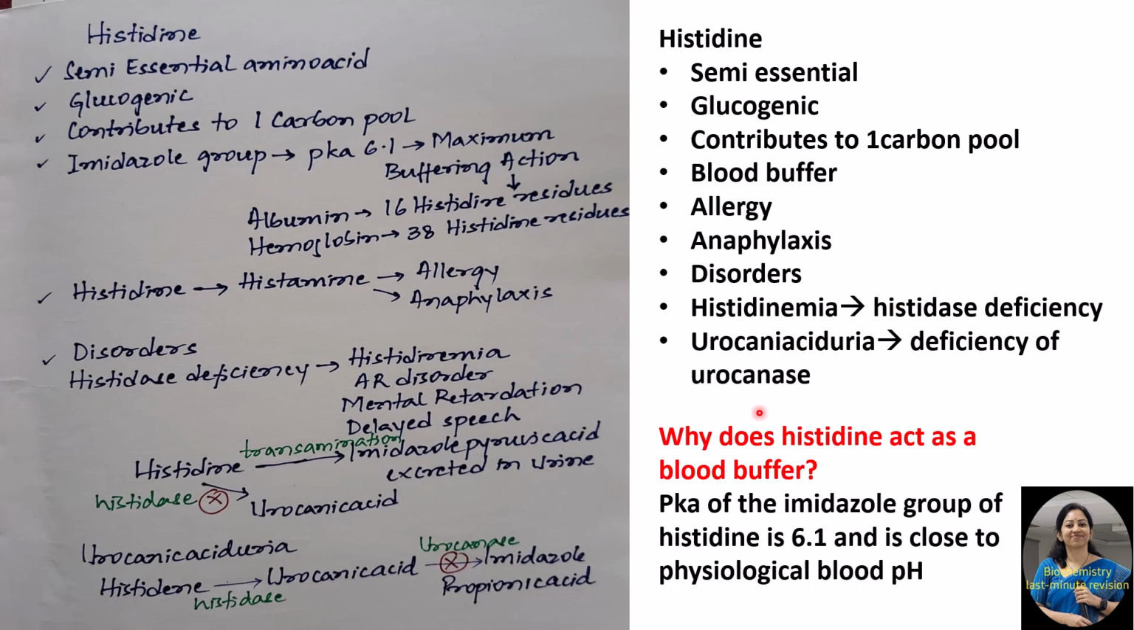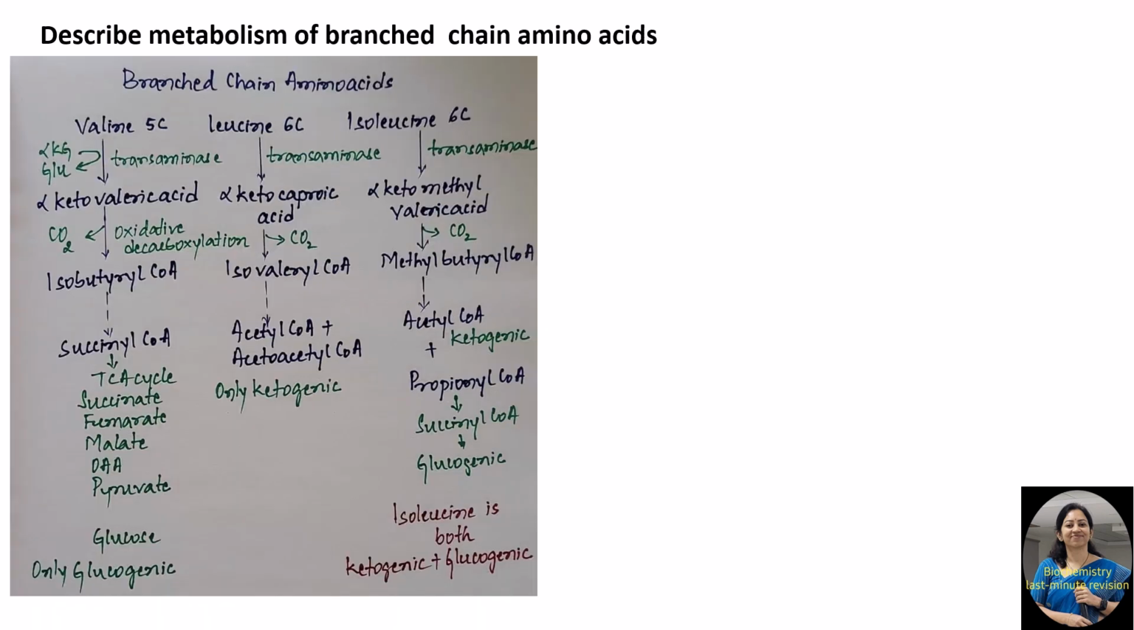Okay, so this can be asked as a 3-marker reasoning based question. Why does histidine act as a blood buffer? This is because the pK of imidazole group of histidine is 6.1 and this is close to physiological pH.